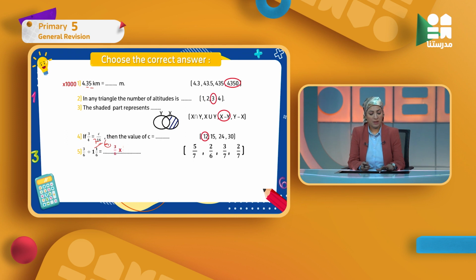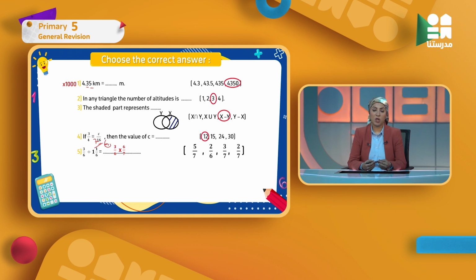Okay, so here it's 3 over 6, the first fraction, I left it as it is. The divided sign I changed to multiply. And the second fraction I flipped it. Okay, so the number on the bottom, the denominator, became the numerator, and the numerator became the denominator.